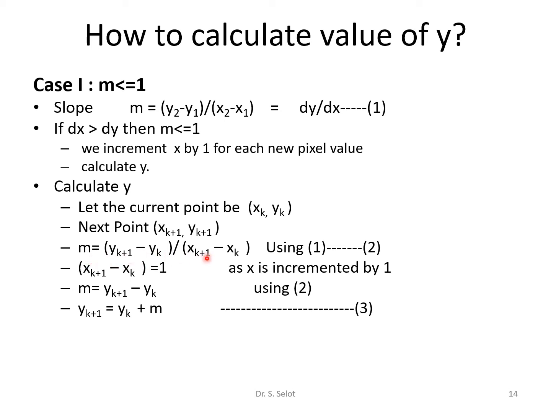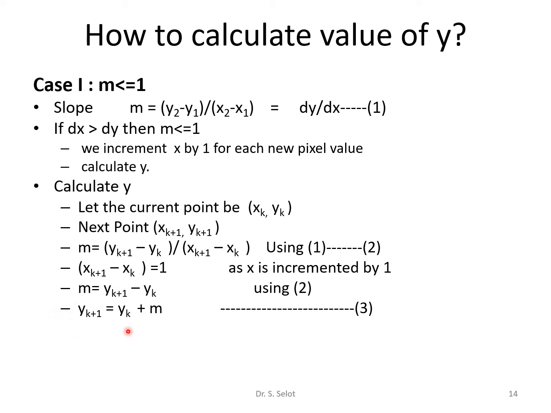We get this equation. Now in this equation we know, since we are incrementing the value of x by 1, this difference will be 1. This difference will be 1. So m will be equal to this. Hence we can calculate the value of y as yk plus m. This equation will be used to plot the pixels in the DDA algorithm.